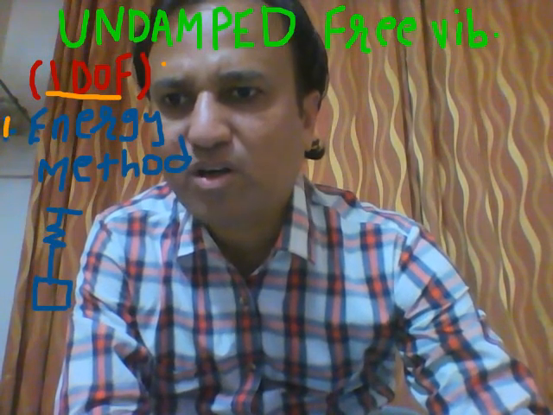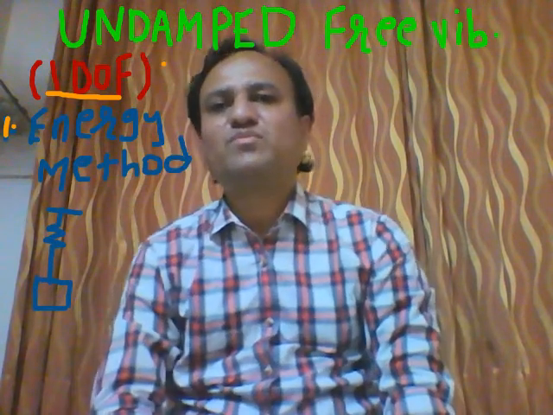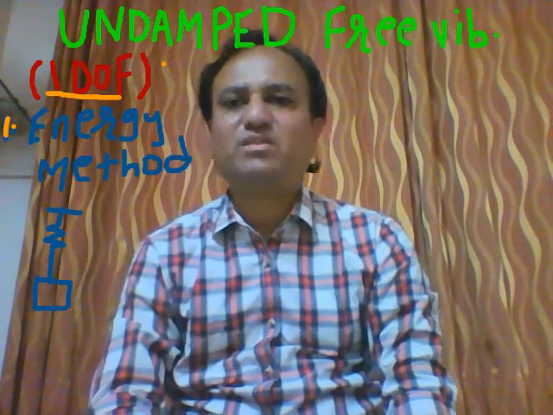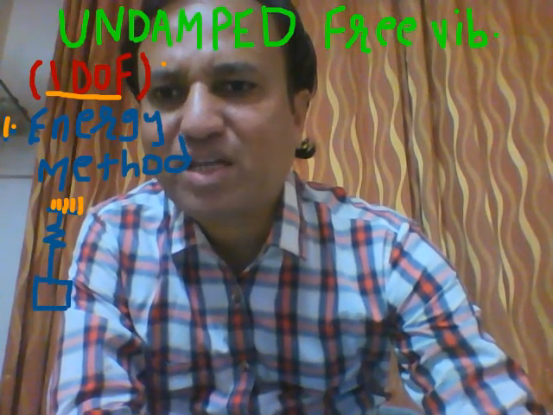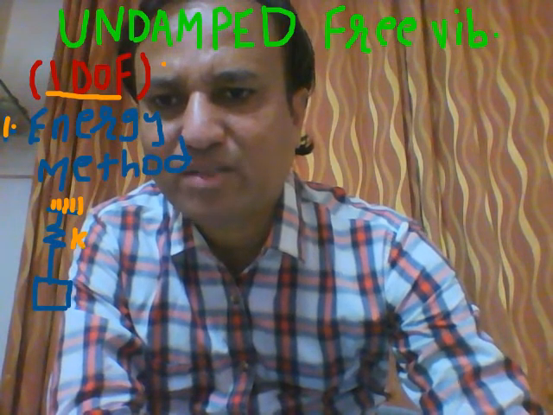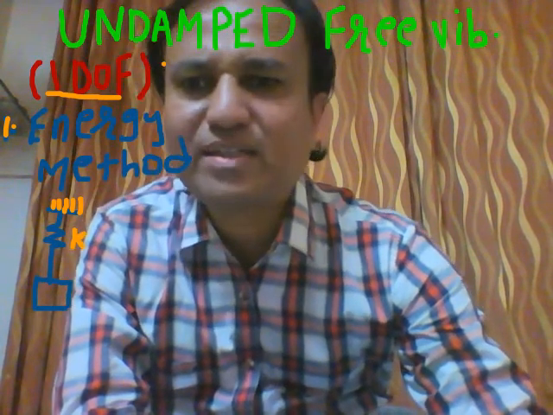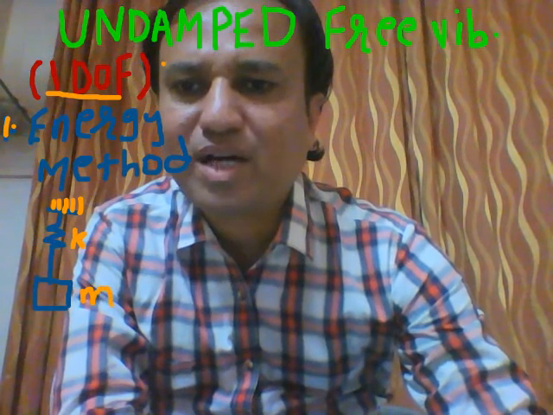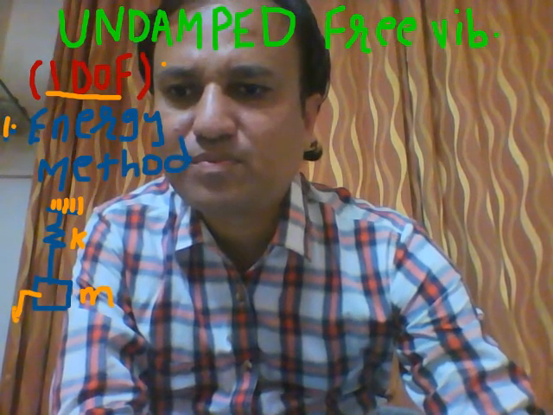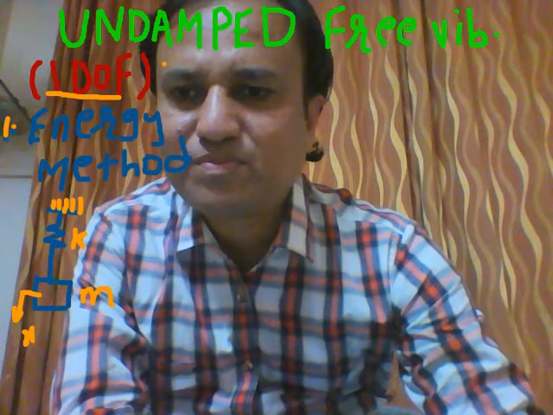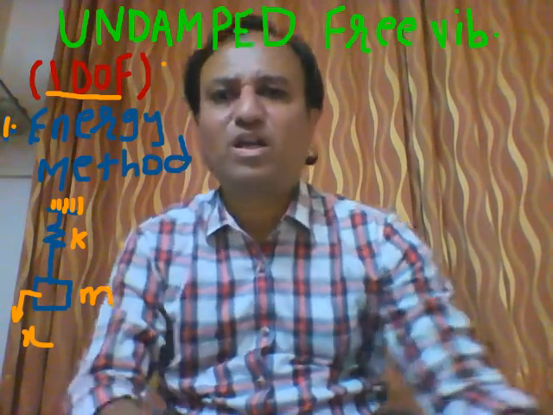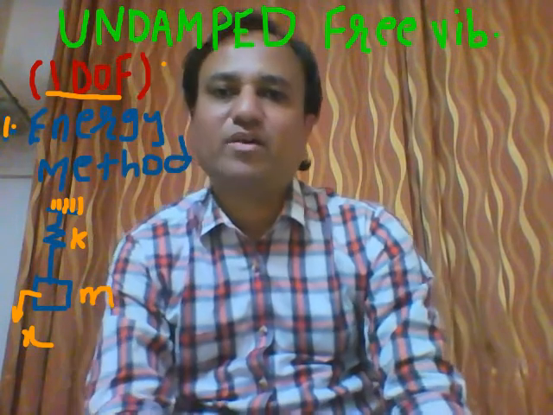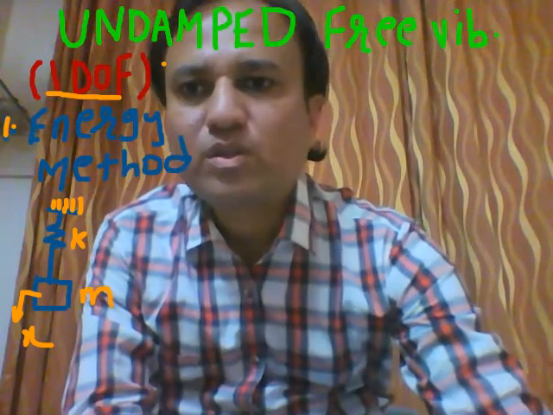So the first method of vibration analysis for undamped free vibration is the energy method. So a simple spring and mass system I have considered. Let the spring have stiffness k, and the mass have a displacement, let x. A spring mass system under longitudinal vibration I have considered.